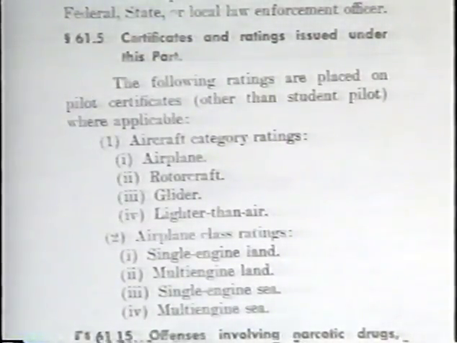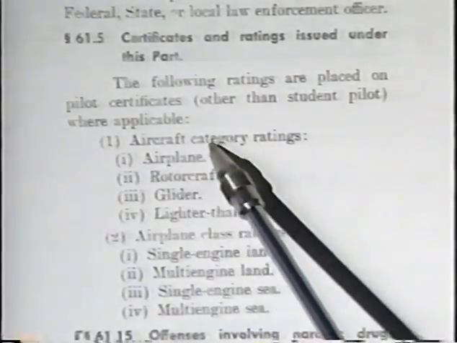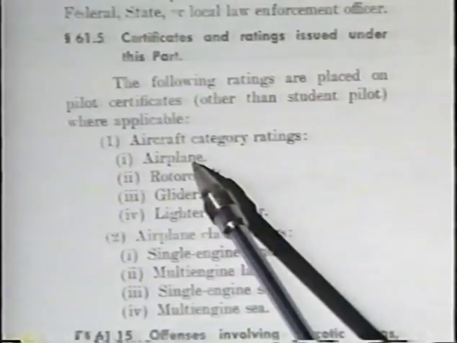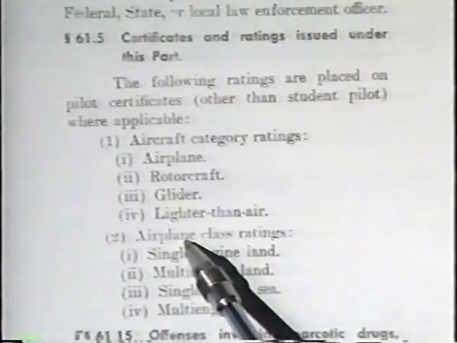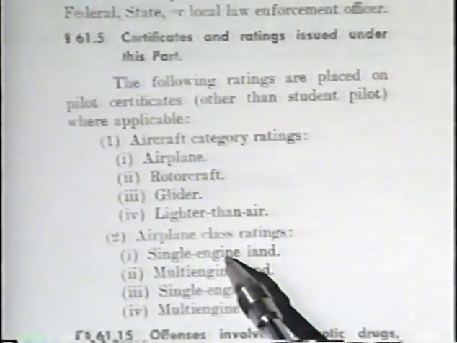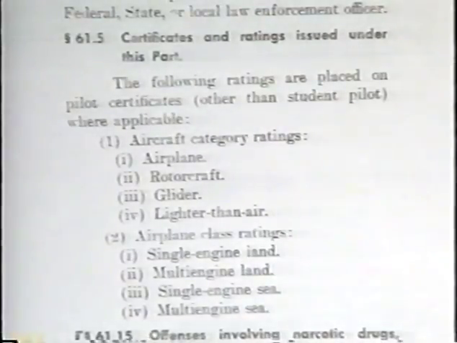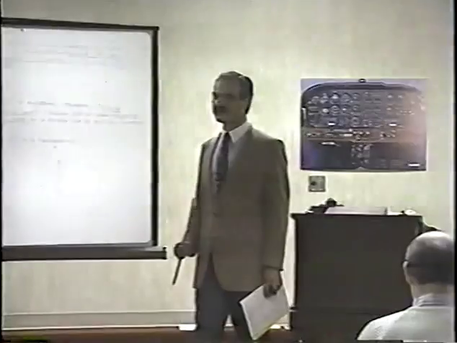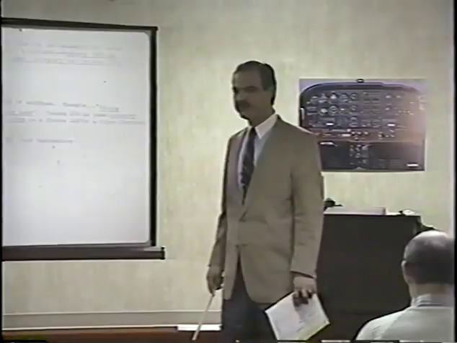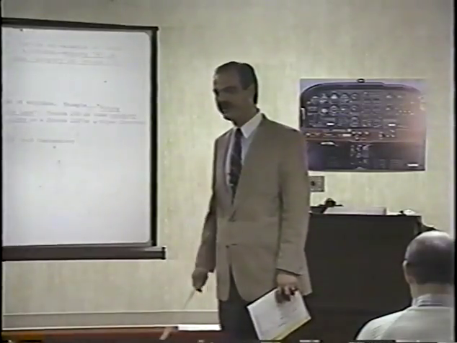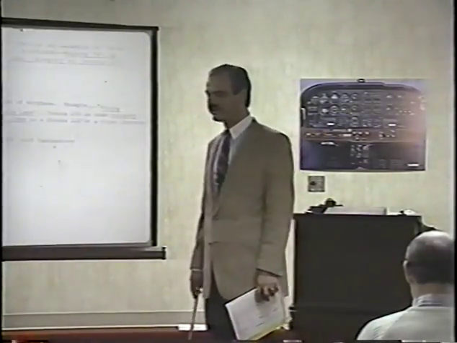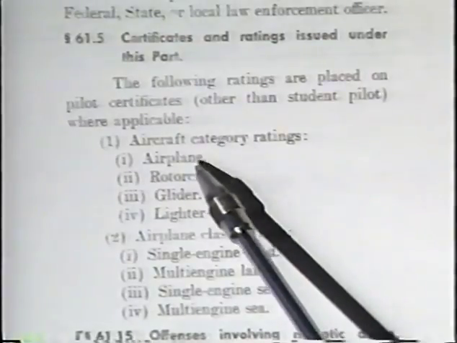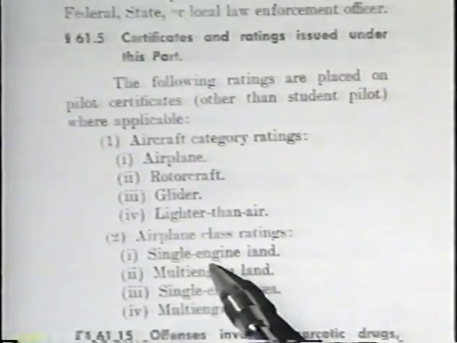Okay, I want to take a minute down here on 61.5, and it tells you about the ratings that'll be on your license. For instance, you'll be rated to fly an airplane, which is a category. See, a certain category rating you'll have as airplane, and you'll also be rated for a class, such as single-engine land. One reason why I want to point this out now is in just a little while I'm going to tell you that in order to carry passengers, you have to be current in the same category and class of aircraft. And the category would be airplane, and class would be single-engine land.